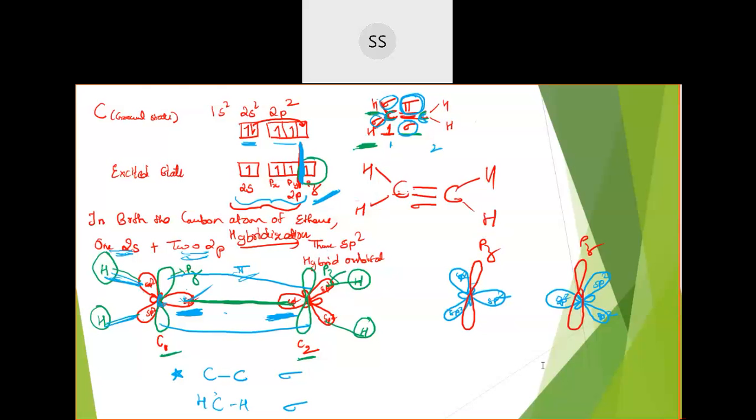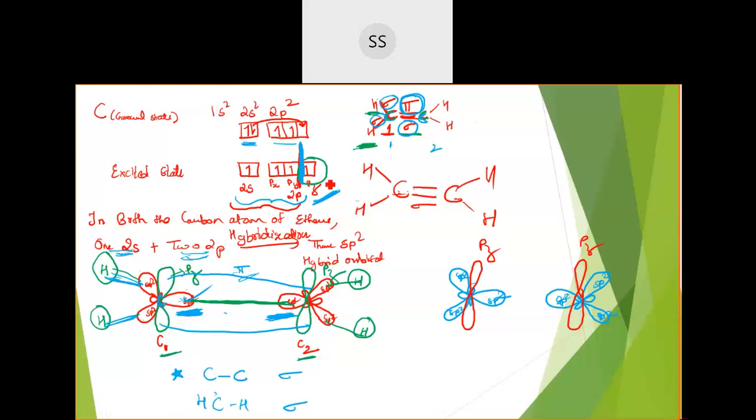Yes, correct. Whenever you have to form a pi bond, there should not be hybridization. You should not take them for hybridization. That's what I said earlier: you keep the pz orbital as it is. Keep them unhybridized. It is not involved in the hybridization process. So here we can take pz.